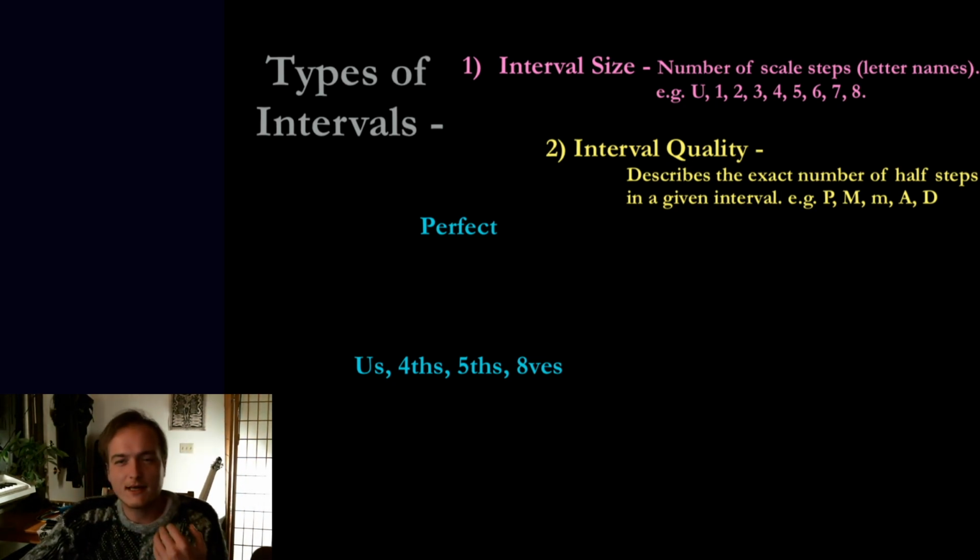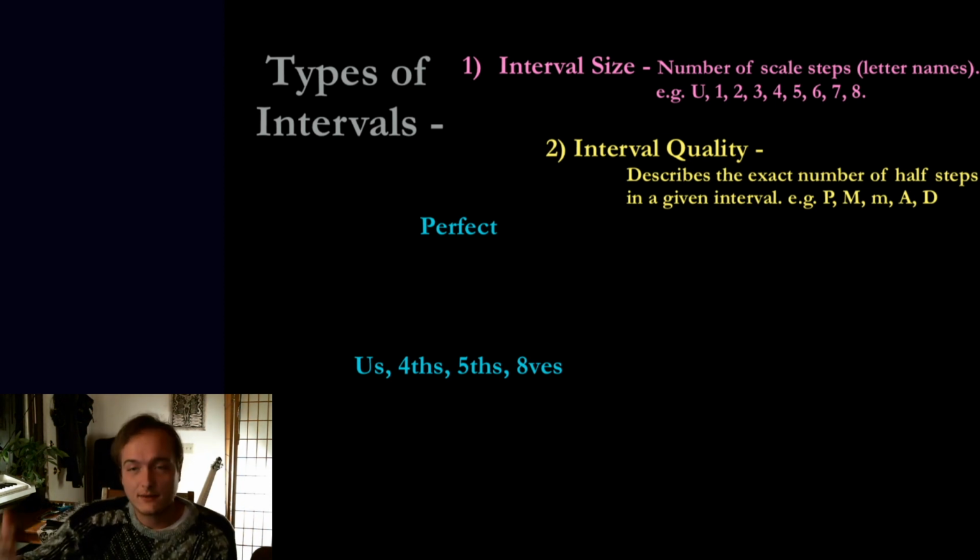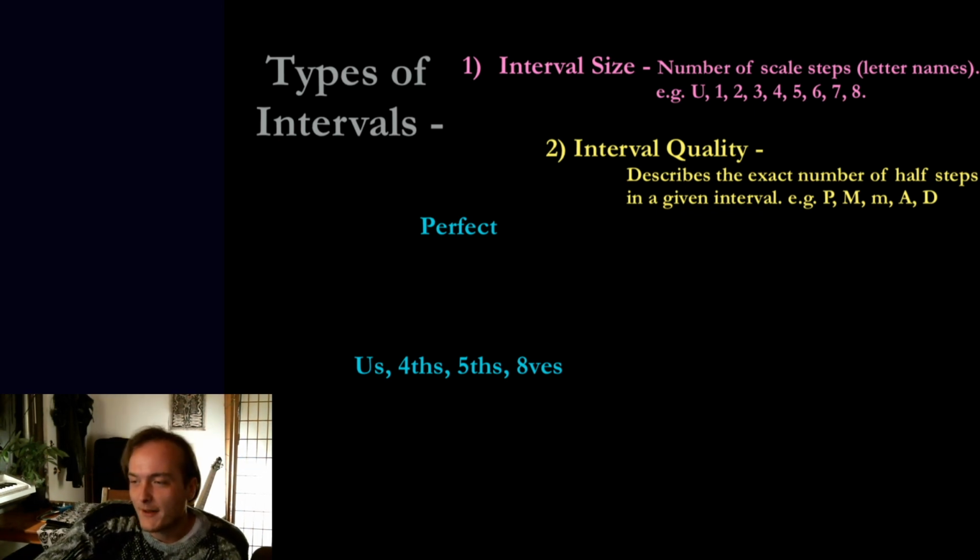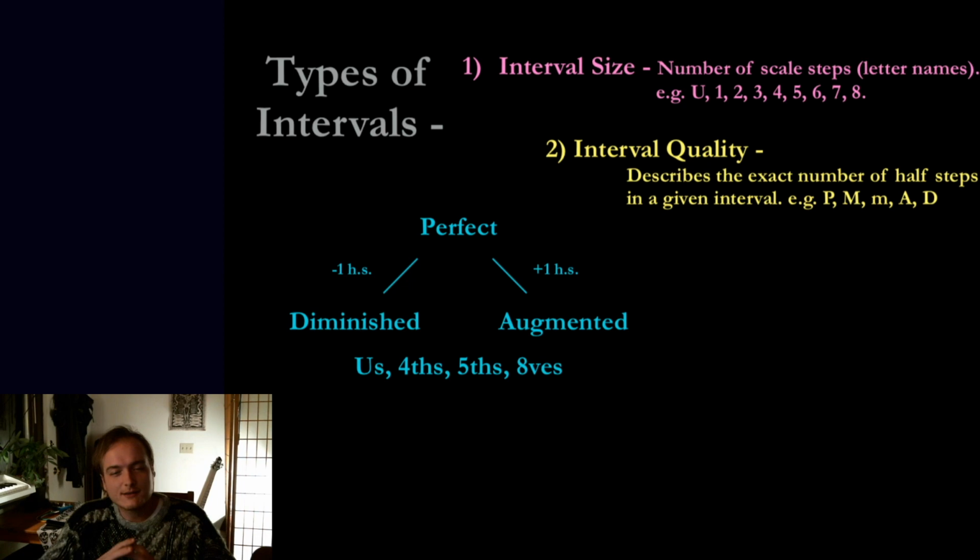When we say fourth, fifth, octave, that's the size in letter names, right? Is it a fourth? Is it a fifth? Is it an octave? And then the perfect is the quality of it that describes the exact number of half steps. And they're fixed because the perfect intervals are right smack in the middle. So you've got your fourth, it's always going to be the perfect fourth. You've got your fifth, it's always going to be the perfect fifth.